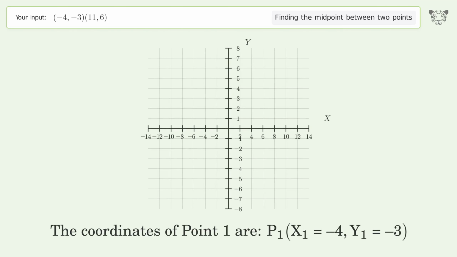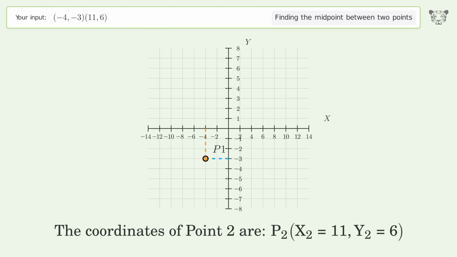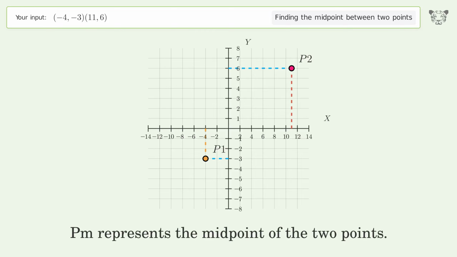The coordinates of point 1 are x1 equals -4, y1 equals -3. The coordinates of point 2 are x2 equals 11, y2 equals 6. PM represents the midpoint of the 2 points.